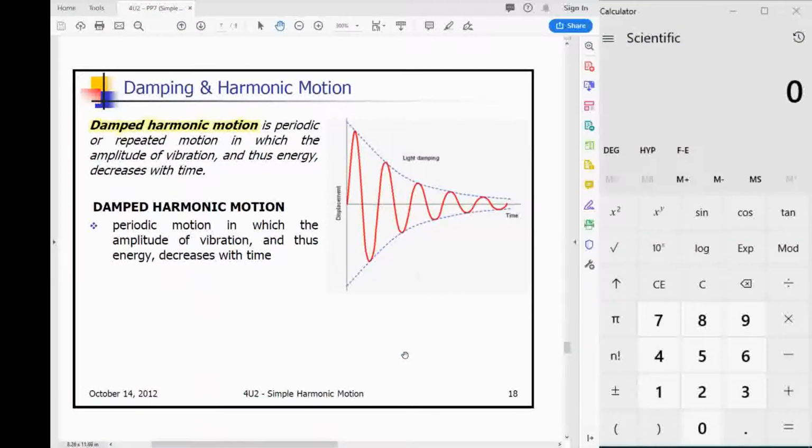So damped harmonic motion, you can write this down. It's periodic motion in which the amplitude of the vibration decreases with time. So there's a loss of energy. This is quite often due to friction in mechanical systems. In other types of systems, it could be sound or heat or some other type of energy.